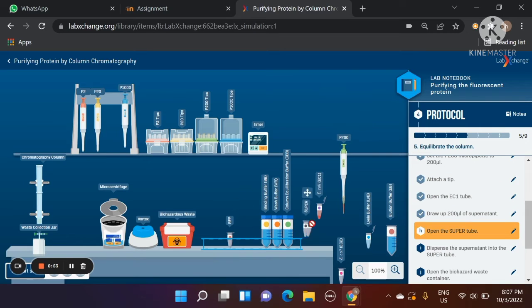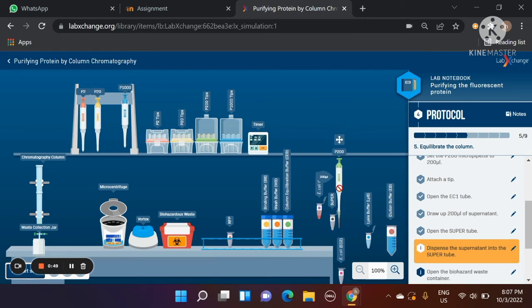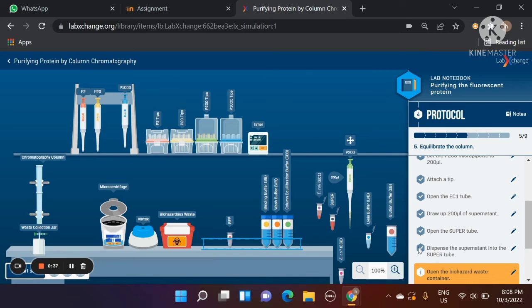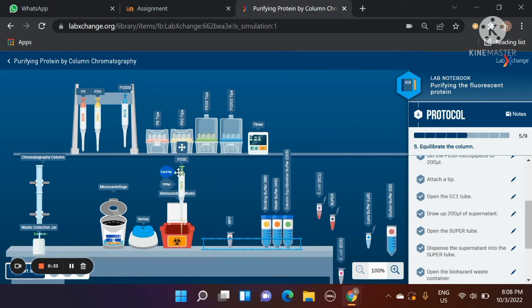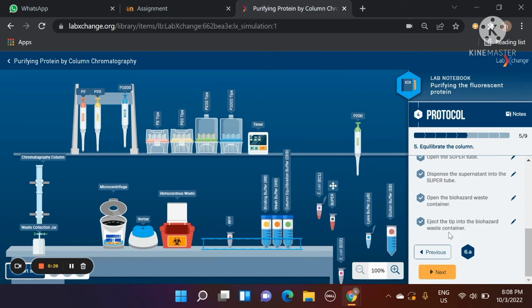Then take the super tube. Then dispense the supernatant into the super tube. Okay. Then open the biohazardous waste box. Then remove the tip. Afterwards, we have to close the super tube. Then let's move to the sixth procedure.